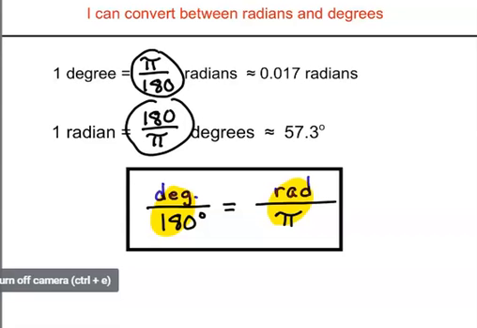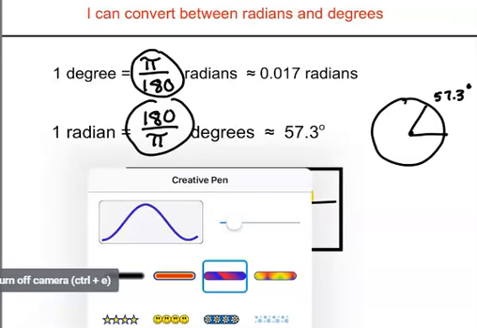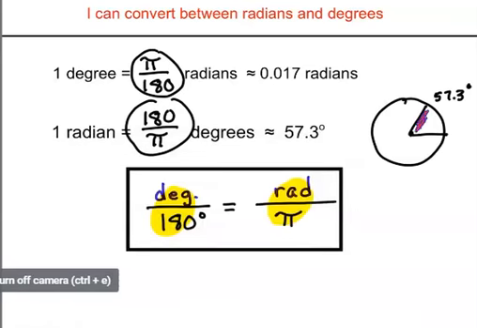By the way, if we wanted to know what 1 radian looks like, it's like a pie chunk. So 57.3 degrees might look like that. So this is about 57.3 degrees. And if we colored that in, that pie chunk is equivalent to 1 radian. So just so you get an idea of what we're talking about with radians, it's like pie chunks. So how many pie chunks are around the circle?